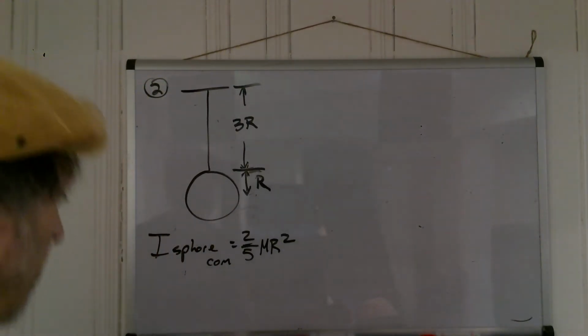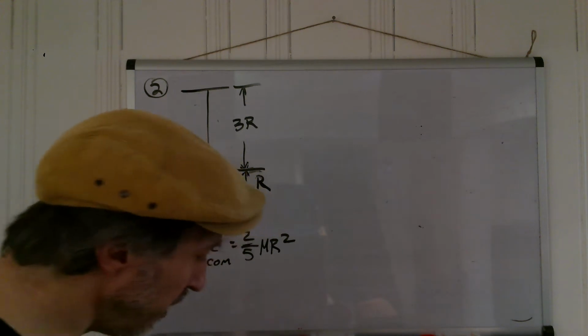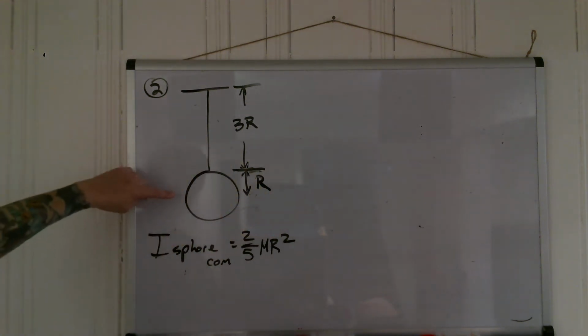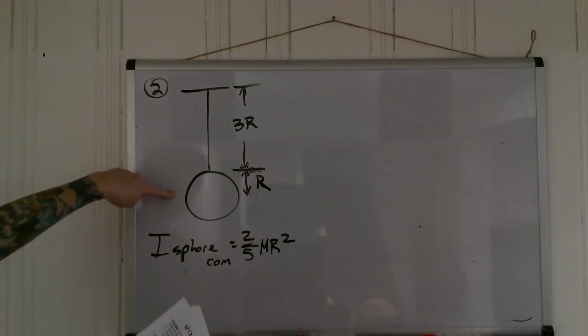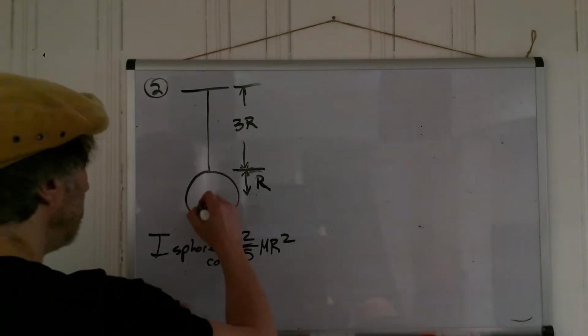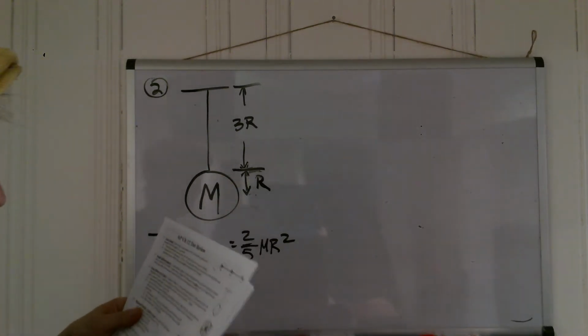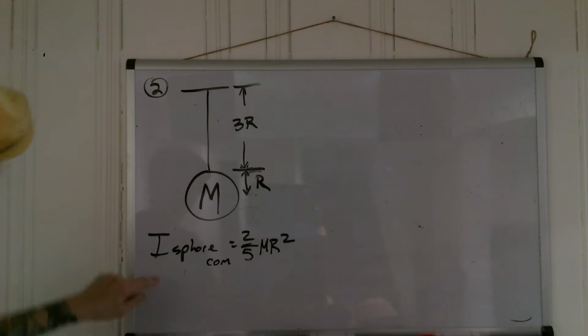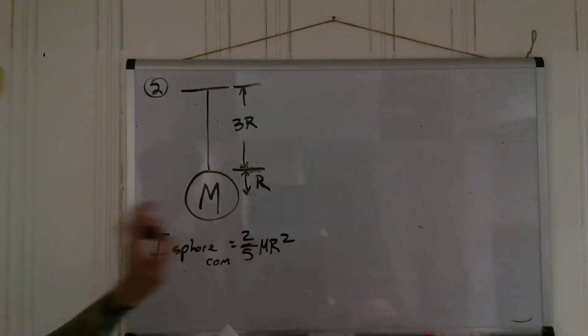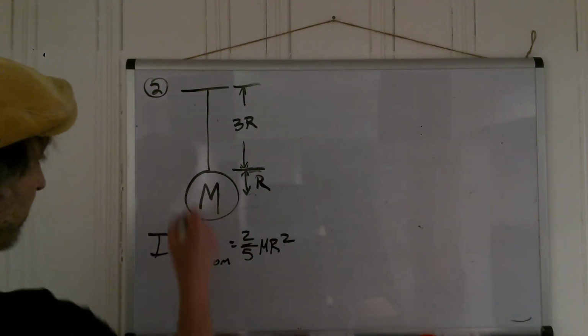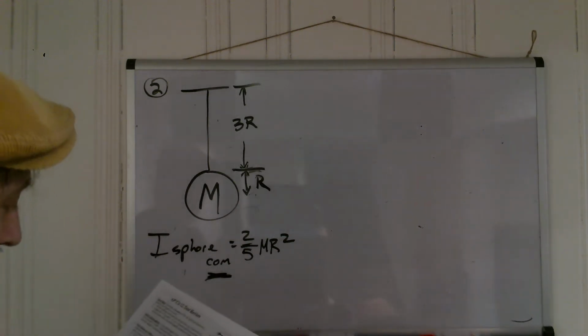All right, so here's number 2 on the Chapter 12 review. So you've got this solid uniform sphere. It's got a radius r and a mass m. It's got a rotational inertia about a diameter of 2/5 mr squared. It is important to note that that diameter is going to run through your center of mass, right?